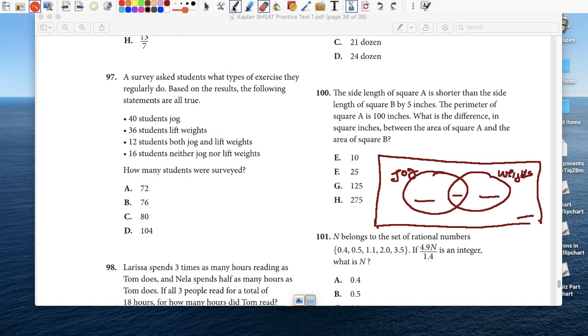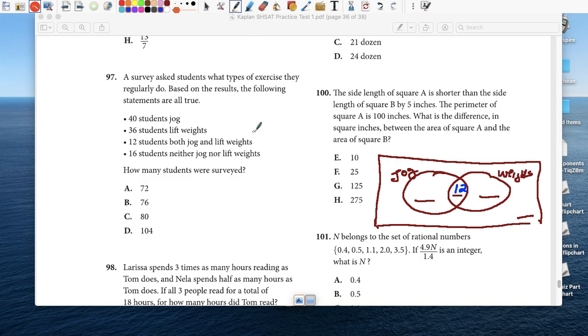36 students lift weights. Again, I can't do that because I don't know, out of the 36, do some of them jog? Or is this 36 lift weights only? If that had an "only" at the end of the sentence, then I could have put 36 over here, but I don't. 12 students both jog and lift. So that is helpful because I can put that over here. So I know for sure 12 people do the same.